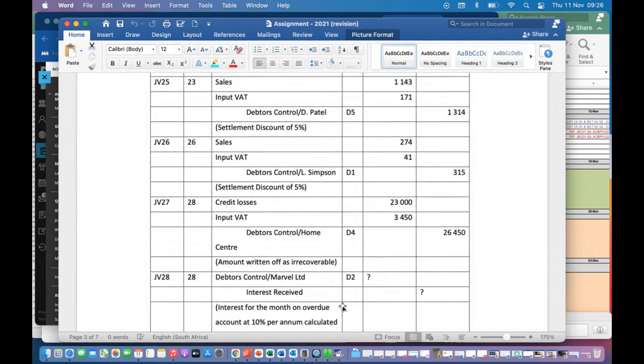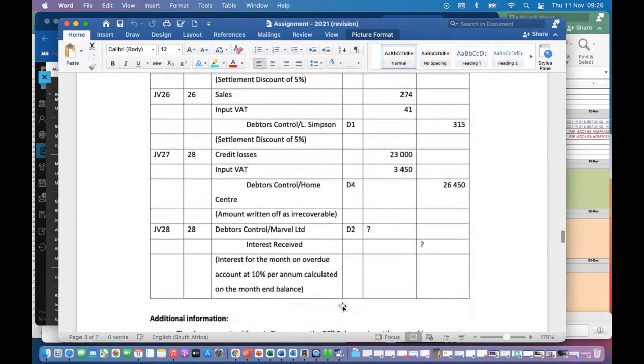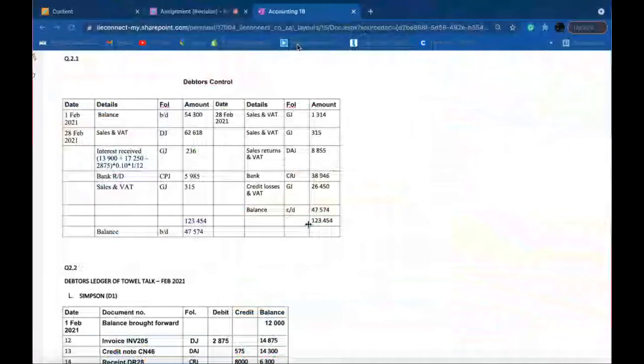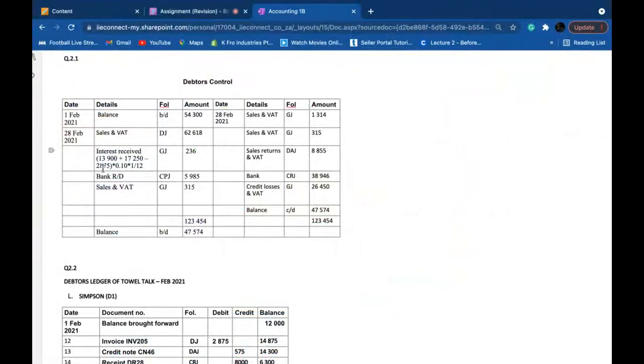Okay, so we've done our calculation. Let's quickly see in terms of the balance that's due or outstanding. So there's your calculation in brackets. Can you see it on the screen? Okay, so you got your 13,900, plus the 17,250 that I was talking about. Then we deducted the 2,875, which we got from the debtors allowance journal. Then whatever total remains after doing that quick arithmetic is now the balance that's outstanding.